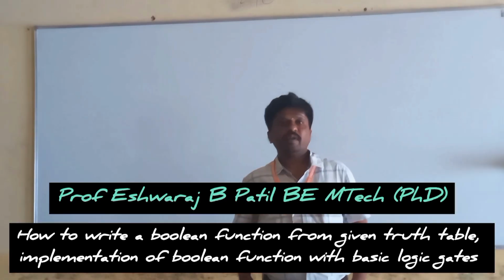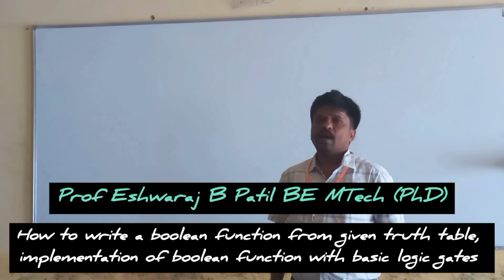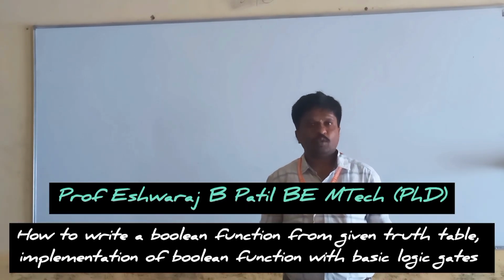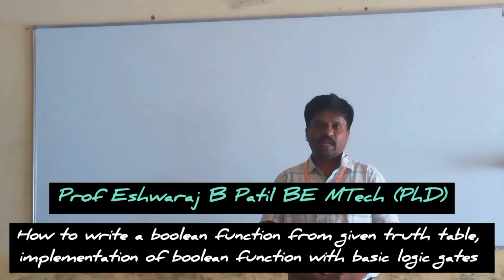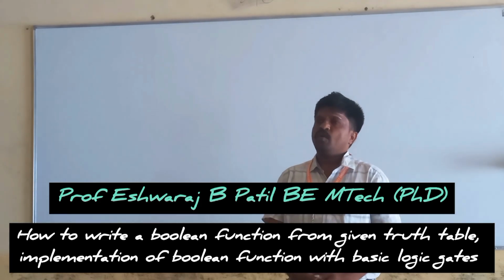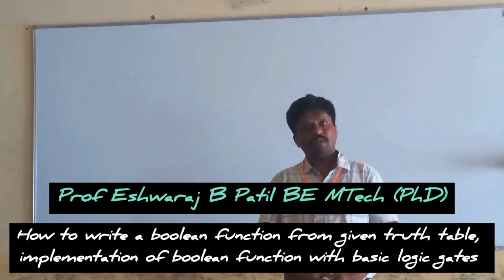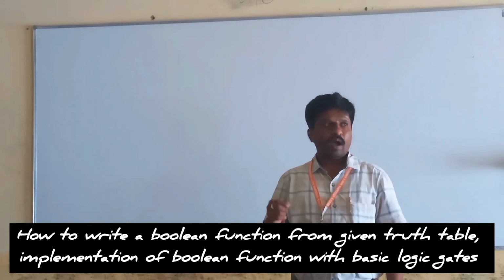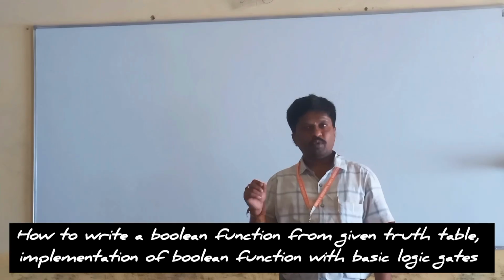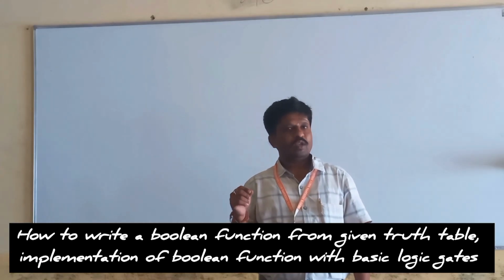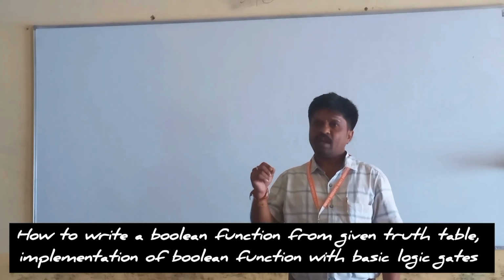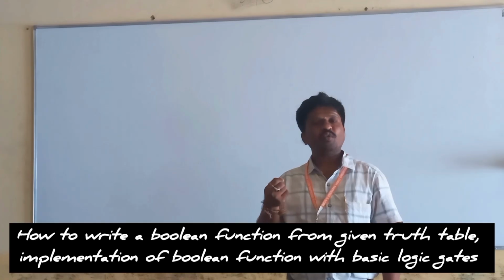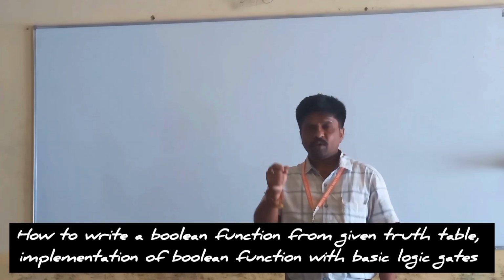Hi students, good morning. Today we'll see how to write a truth table for two variables, three variables, and also four variables. From the truth table, any binary combination that has the value of one is to be considered as a term in the Boolean function. We'll also see how to write a Boolean function from the truth table.